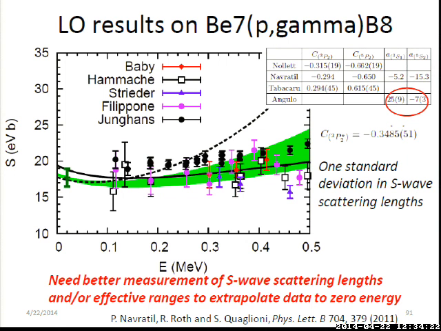What do you mean measurement? The experimental measurements. But it's not observable, so what do you mean? Oh, they have some connection. I mean, they use some kind of model to translate this transfer reaction information to the ANC. So they actually measure the transfer reaction and use that to infer the ANC.